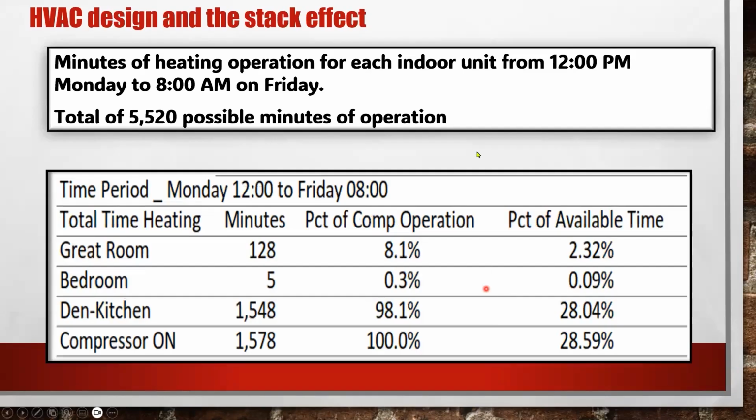And when I looked at it for the entire week, I had a total of 94 hours here. The bedroom ran for 5 minutes in those 94 hours. The den kitchen, 1,548 minutes. The den kitchen unit carried most of the heat for that entire house, especially the upper floor.